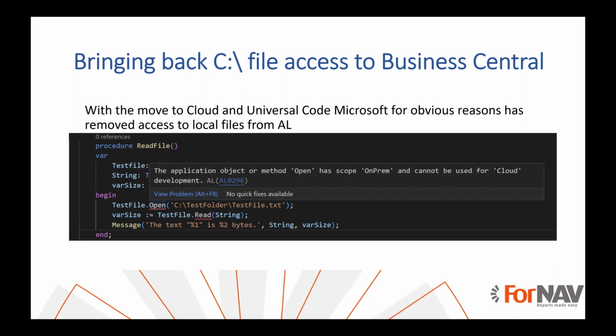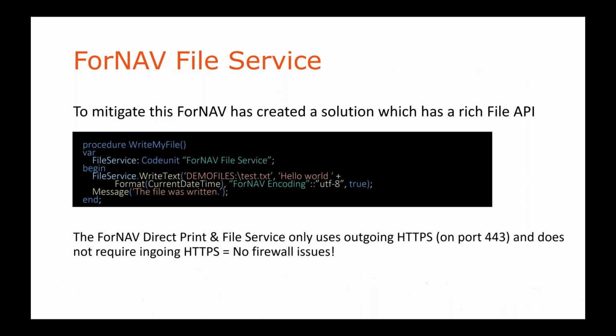If you use cloud storage, then it takes time to store and retrieve your files. So based on that, we decided to enhance our print service, which already has a lot of these capabilities, to also handle files. So basically, we created a code unit. You need to install the ForNAV report pack, either for cloud or universal code, and then you get the ForNAV File Service code unit as part of that. And now you can simply start writing code. It can do everything that the old API could do, and a lot more, because we have basically covered the capabilities of the .NET File and Directory API, which can do almost everything on this planet.